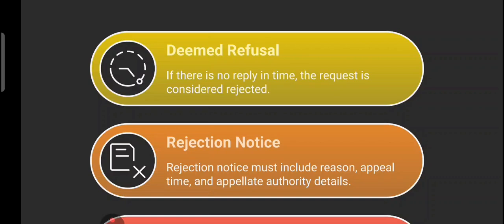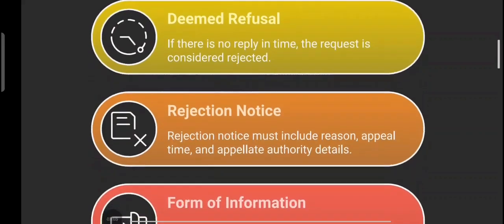So if no reply comes within the time limit, what happens? In that case your request is rejected, right? Now, rejection notice means if your request is denied, a proper reason must be given along with how to appeal and who to contact. That is called rejection notice. First of all, if no reply comes, your request is rejected. If your request is denied, a proper reason must be given along with how to appeal and who to contact.